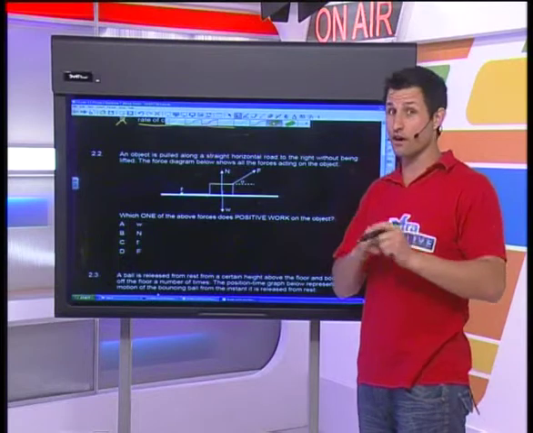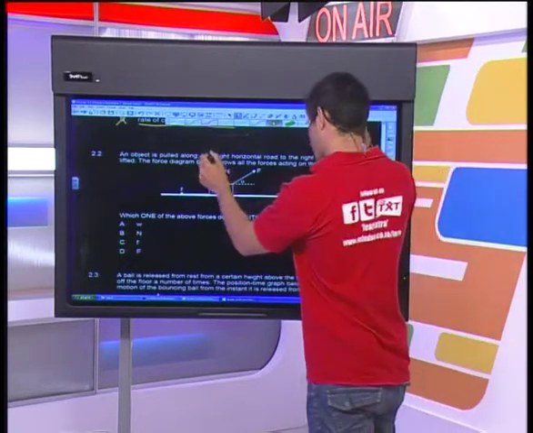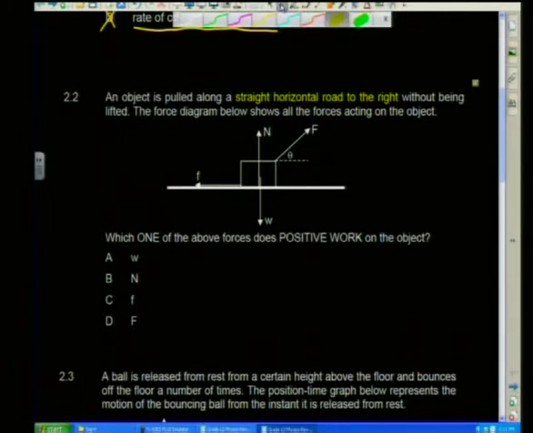It says, an object is pulled along a straight horizontal road. Okay, that's pretty important. So straight horizontal road, there it is. I am being told that it's being pulled horizontally to the right, okay? So that's important as well, because we now know where it's going without being lifted. So it's not being raised off the ground. The force diagram shows all the forces acting on the object. Let me just highlight what they are, because it's kind of difficult to see, and they're nice and small.